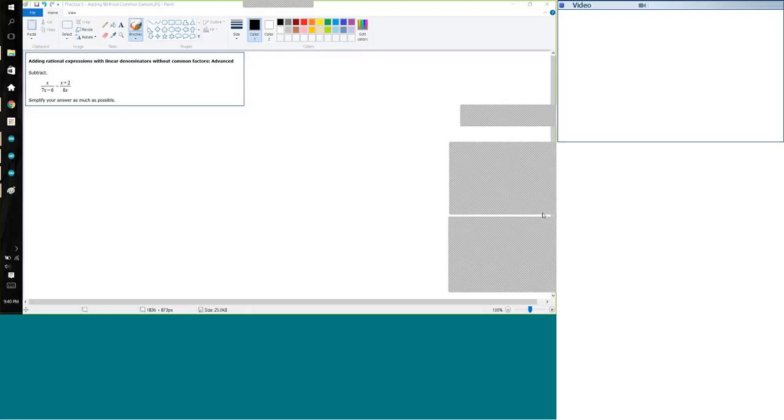Okay, so we're going to subtract two fractions this time. Again, we're just going to go ahead and multiply our denominators to find that our least common denominator is going to be 8x times 7x minus 6. To get that, I need to multiply the left side times 8x on the top and bottom. And I need to multiply the right side times 7x minus 6 on the top and bottom.